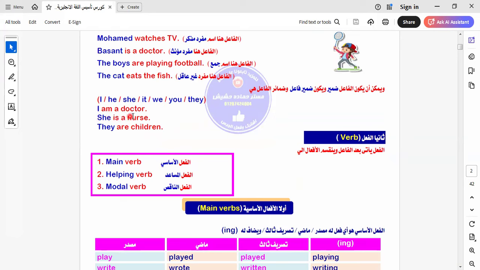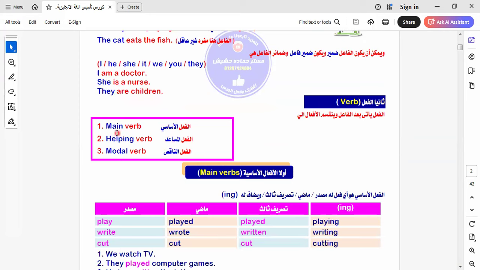Here we say, I am a doctor. She is a nurse. They are children. Here we say main verb. We have different kinds of verbs. We have main verb, helping verb or auxiliary verb, and modal verb. So the verbs consist of what? Repeat after me.